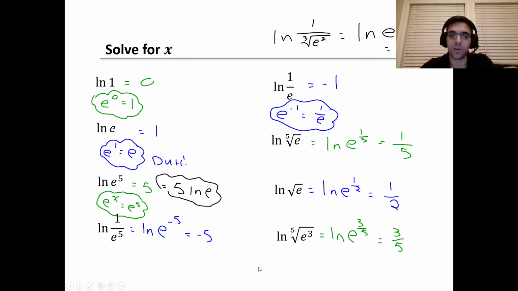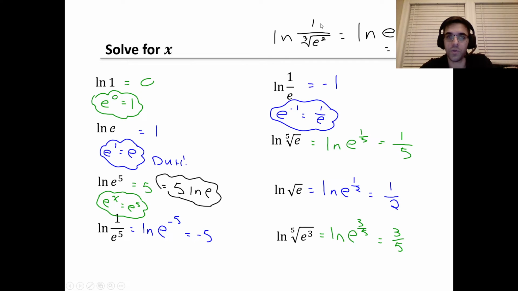All right, so radicals, we know that radicals can be written as a rational exponent. So if I look at the natural log of the 5th root of e, it's the same thing as e to the power of 1/5. So 1/5 is our answer here. The square root of e can be written as e to the power of 1 over 2. So 1 over 2 is our answer. And the 5th root of e to the power of 3 can be written as e to the power of 3 over 5. So 3 over 5 is the answer for this one.